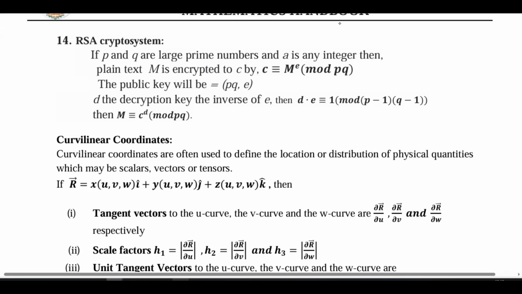Crypto system. If p and q are large prime numbers and a is any integer, then a plain text m is encrypted to c by c congruent to m to the power of e mod pq. The public key will be (pq, e). d is a decryption key, the inverse of e, and d·e is congruent to 1 mod (p−1)(q−1). Then m is congruent to c to the power of d mod pq.